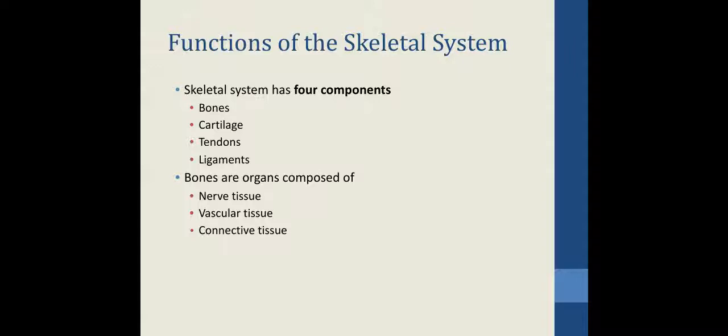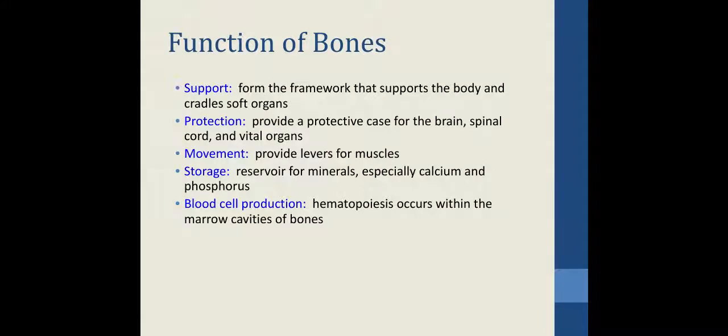What are bones? Well, bones are the organs of the skeletal system, and we know that they're connective tissue when we looked at connective tissue types, but they also contain nerve tissue and vascular tissue. What is the main purpose of bones? Well, first, we know that they are the support or the framework that supports the rest of the body, as well as to sort of cradle the soft organs. Think like your lungs and your heart are being held in by your rib cage, for example. We know that they are protection, so they are going to provide this protective case for organs like your brain and spinal cord, also things like your rib cage or your pelvis holding and providing protection for other vital organs.